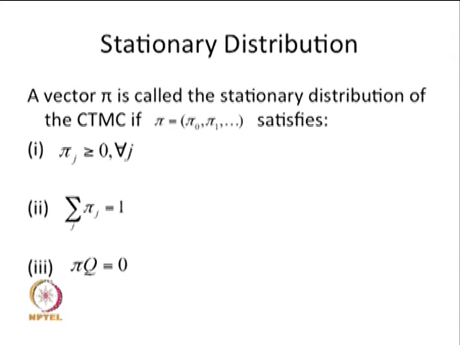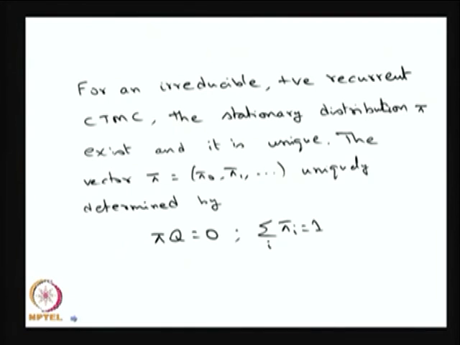In the same way, if pi Q is equal to 0 and the summation of pi j, j equal to 0 to infinity, is equal to 1 is satisfied by any vector, then that is the stationary distribution for a time homogeneous CTMC. Every time we are discussing the default CTMC, that is a time homogeneous CTMC. The main result for the stationary distribution: whenever you have an irreducible positive recurrent CTMC, the stationary distribution exists and it is going to be unique.